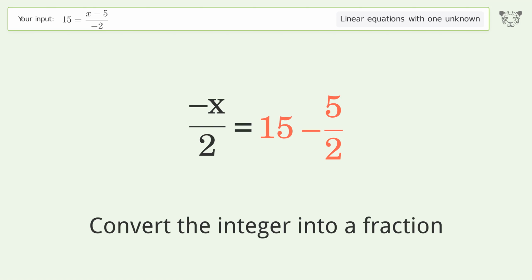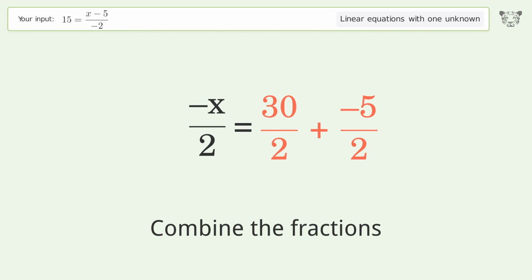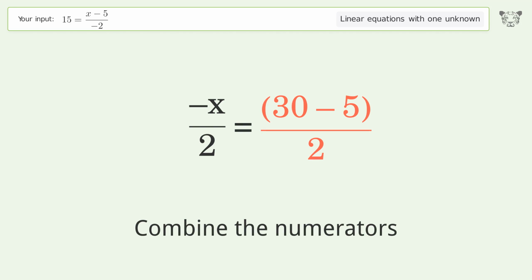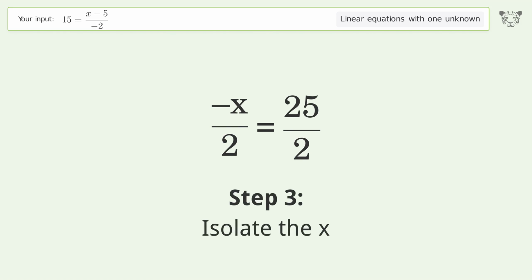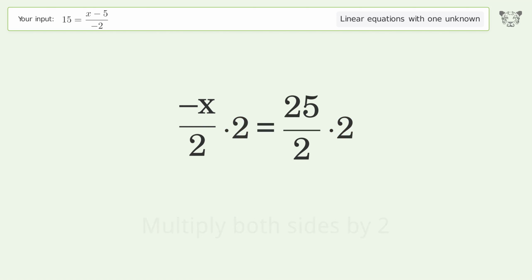Convert the integer into a fraction. Combine the fractions. Combine the numerators. Isolate the x. Multiply both sides by 2. Group like terms.